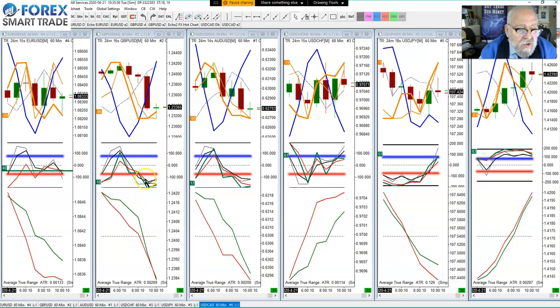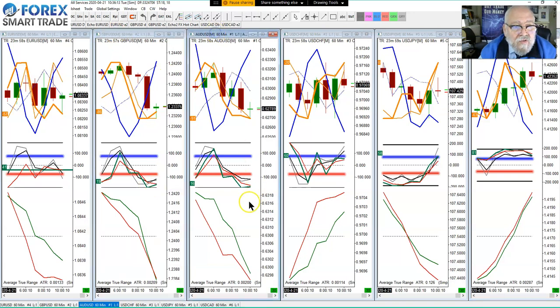Here we're oversold. When they're oversold, I want to see all the lines pointing up and double crossed. I've got the minors pointing up. Majors are going sideways on the dollar pound. Australian US dollar oversold, but everybody's going sideways.